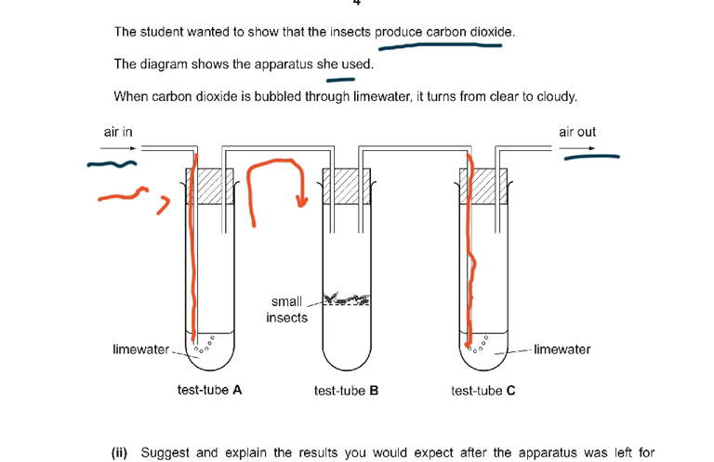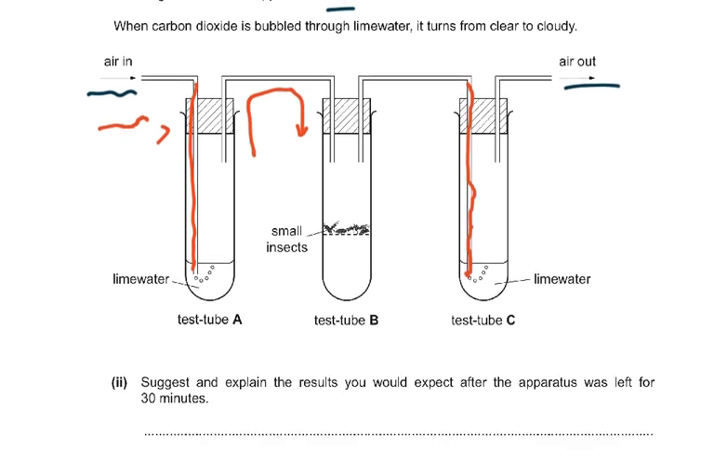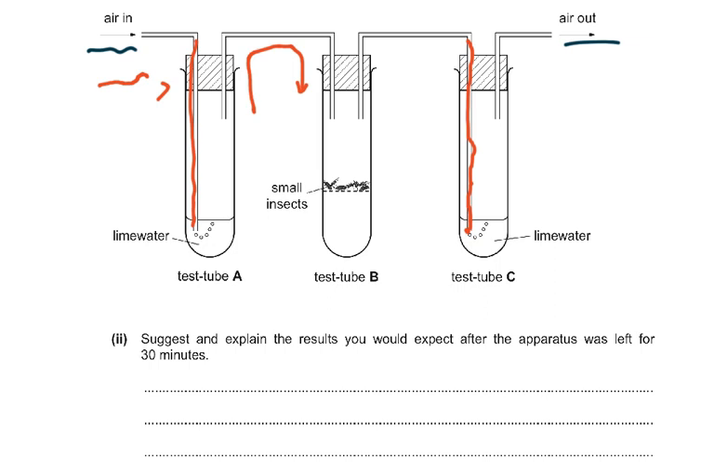So when carbon dioxide is bubbled through lime water, it turns from clear to cloudy. They've given you: suggest and explain the results you would expect after the apparatus was left for 30 minutes. So this is the outside air which is coming in here, and this is the air which is coming from the insects, which is coming in here. Of course, it's coming through this. I'm not saying it's coming through this one.